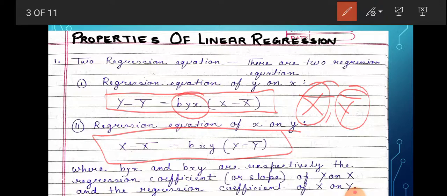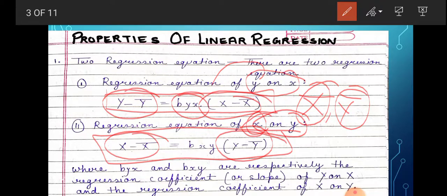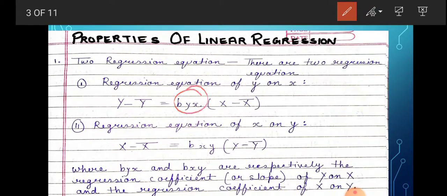Generally learners are confused about the formulas for y on x and x on y, so be careful. If you want to write the regression equation of y on x, first write y minus y bar, then after the equals sign write x minus x bar. If you are writing x on y, then x minus x bar, then y minus y bar, and according to that you have to write the regression coefficient. If y on x, first write y then x. If x on y, first write x then y.